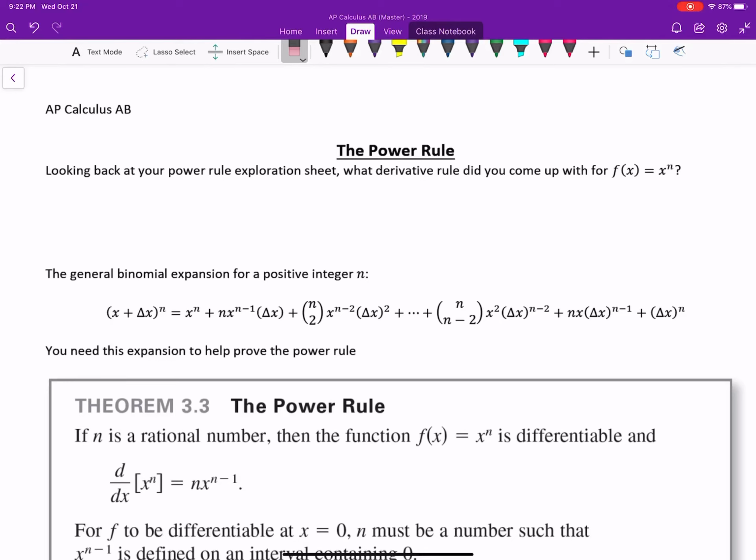Okay, so looking at the power rule, first of all, I did put a sheet called the Power Rule Exploration Sheet. I named it, I think it was 321A. And I put the answers in there because I don't want you to spend a lot of time exploring or expanding it using the limit definition of derivatives. But if you take a look, go and look at that right now and see if you can come up with a rule based on the work that's there.